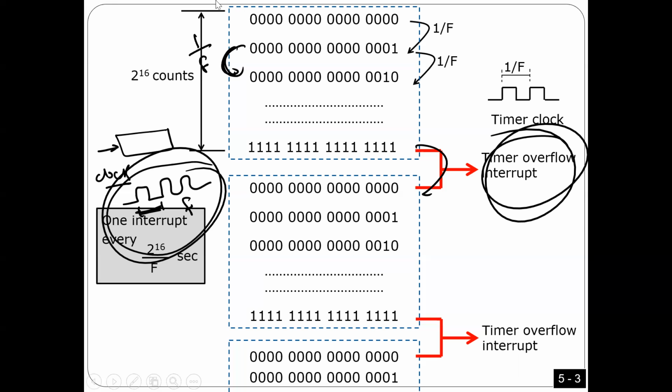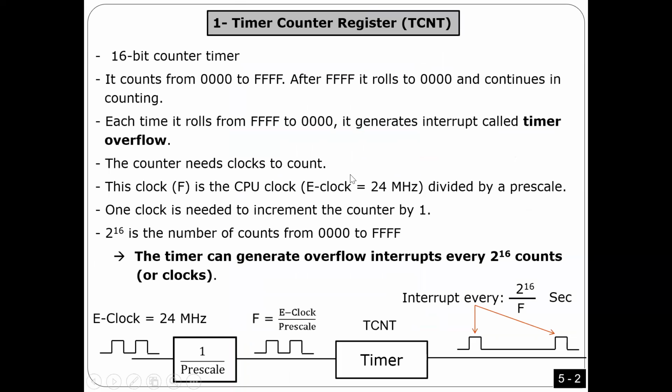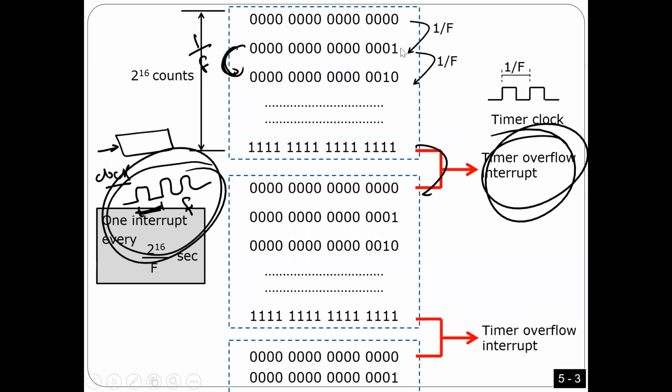The time for each count is 1 over f. Why? Because, as I told you, for every clock or every interval it's going to count by 1, or be incremented by 1. Is that okay? So let's see. Any question? Okay, so the first question is, how can we control the clock used for counting? Or is that fixed? No, you can control it.